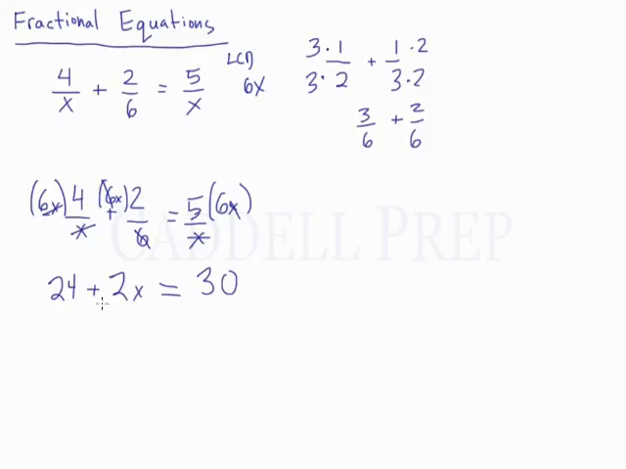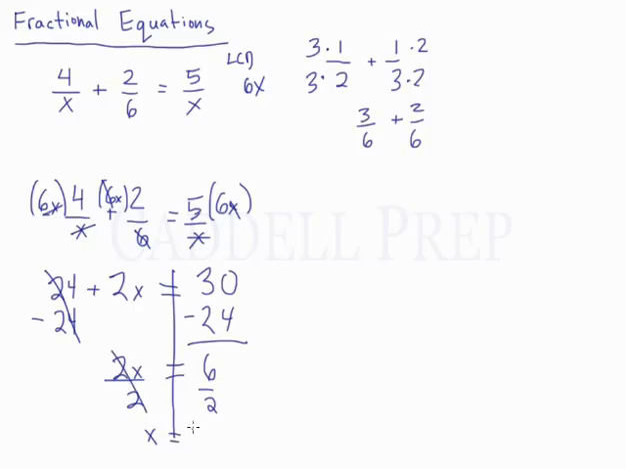And now we solve this like a regular equation. 24 plus 2x equals 30. We want to isolate the x. We could draw a line. So we have to subtract 24 from both sides. Again, we're doing inverse operations, so we have to do order of operations in reverse as well. So we have 2x left equals 6. Just divide by 2. And we get that x equals 3.